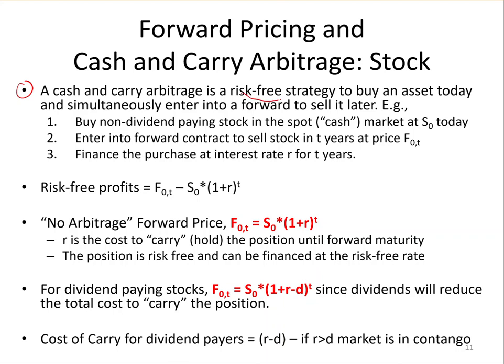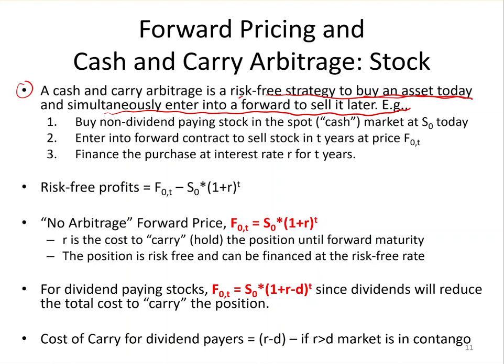It's a risk-free strategy to buy an asset today and simultaneously enter into a forward contract to sell it later. So I could enter into a contract today to buy the S&P 500 1 year from now. However, let's change that around. Today you would buy the S&P 500 today, and simultaneously enter into a forward contract to sell it in 1 year.